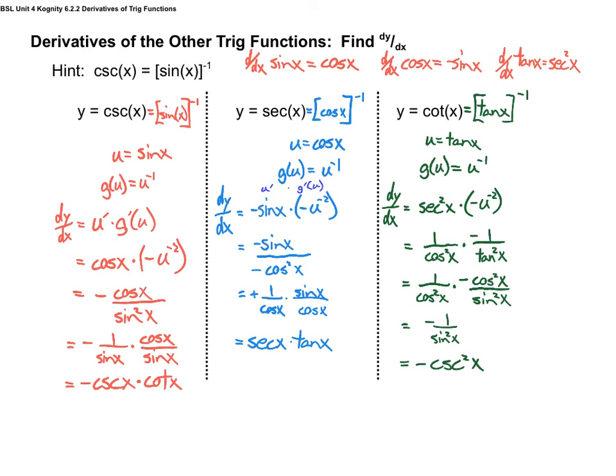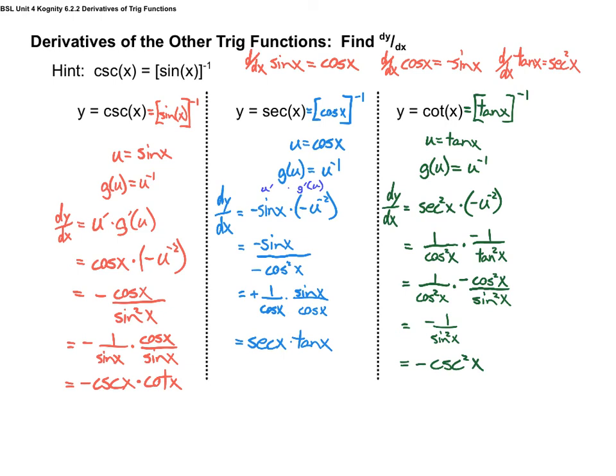1 over tangent we already know is cotangent, so 1 over tangent squared is cotangent squared. And you guys know cotangent is cosine over sine, so cotangent squared is cosine squared over sine squared. And notice now my cosine squareds cancel out. I have a negative 1 over sine squared, which is a negative cosecant squared. Okay? And those are the derivatives of all 6 trig functions derived from our first couple and the chain rule.